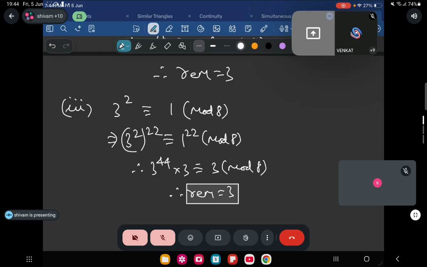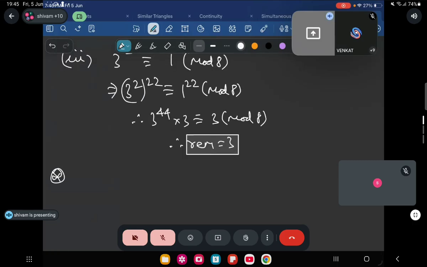Yes, sir. See, sometimes it becomes very difficult to find out 1 or minus 1 on the right hand side. Are you getting? So for this reason, there is something called Fermat's little theorem.